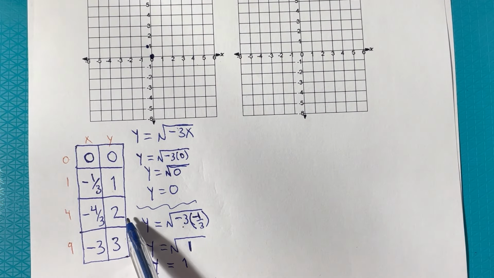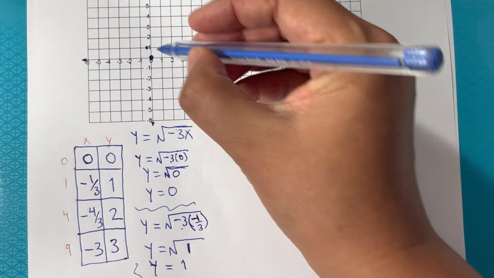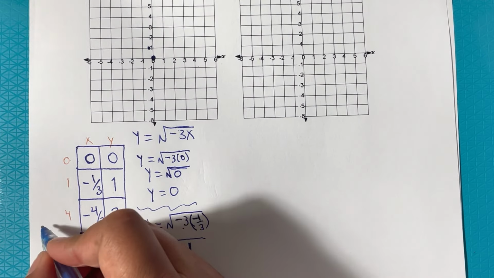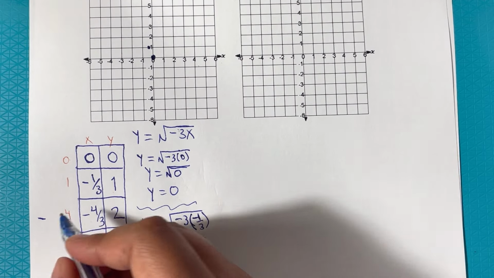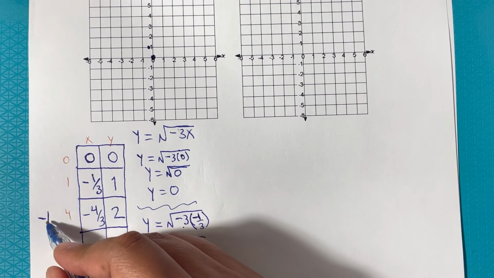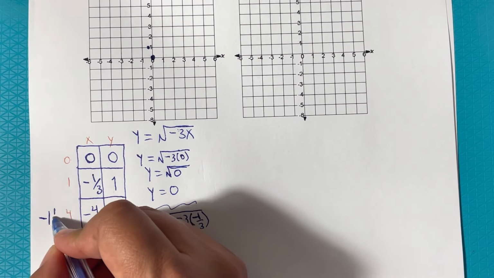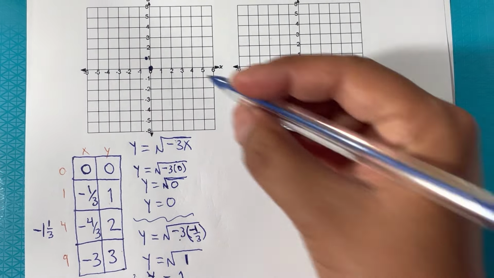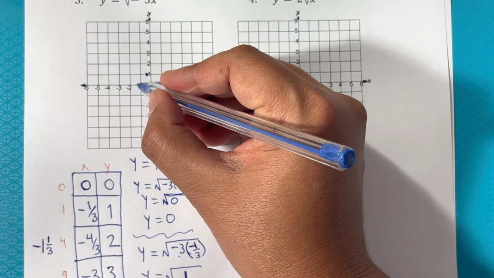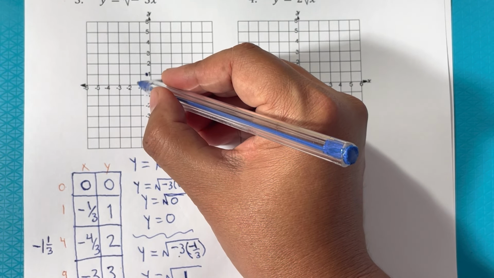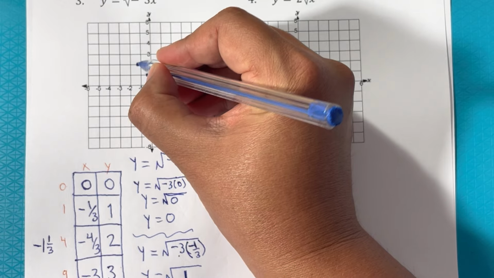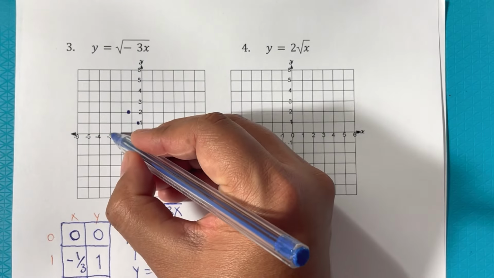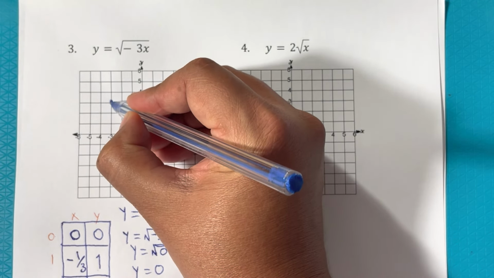Negative 4/3 and 2 for y. Negative 4/3 is the same as, well, it's negative, the 3 goes into 4 one time. And 3 times 1 is 3. 4 minus 3 is 1 left. And you just bring the 3 down. So it's negative 1 and 1/3. Negative 1 and 1/3, and the value for y is 2. It's right there. And finally, negative 3, 3. So negative 3, positive 3. It's right there.